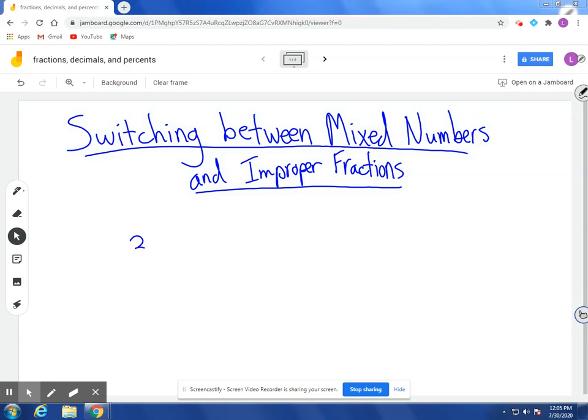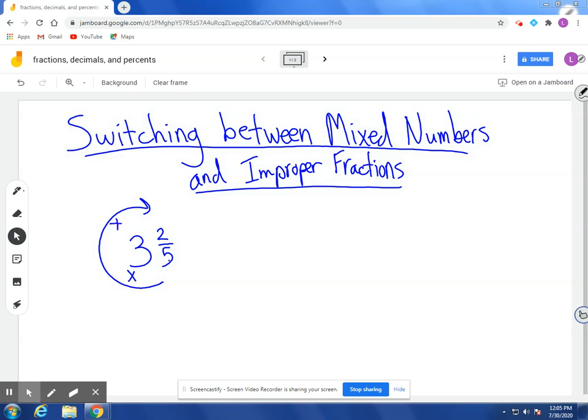So let's say we have something like 3 and 2/5, and we want to convert this mixed number into an improper fraction. Well, what I like to describe is a C method, where I make a C from the bottom up. What I do is I multiply here and I add there.